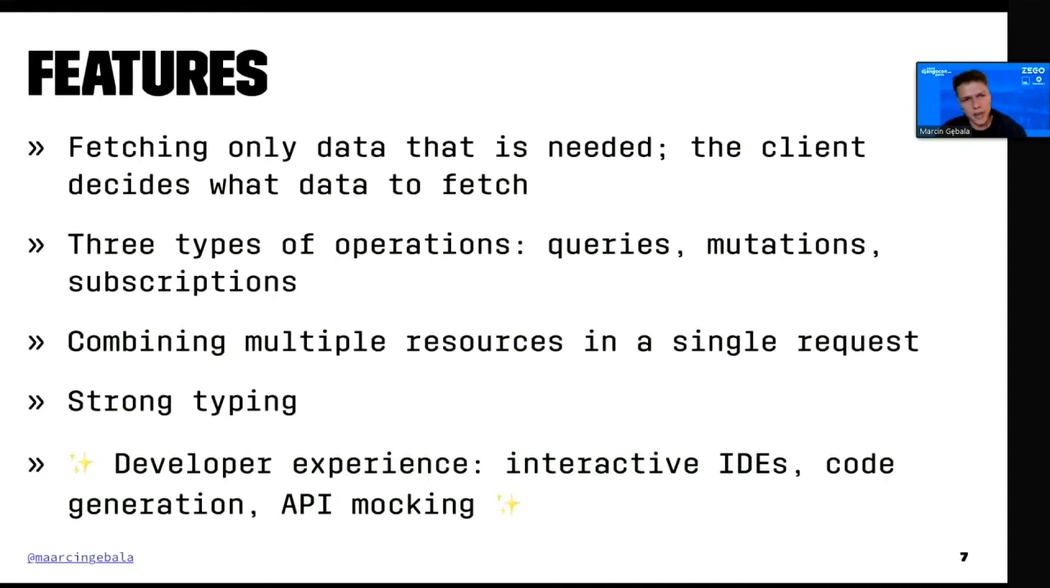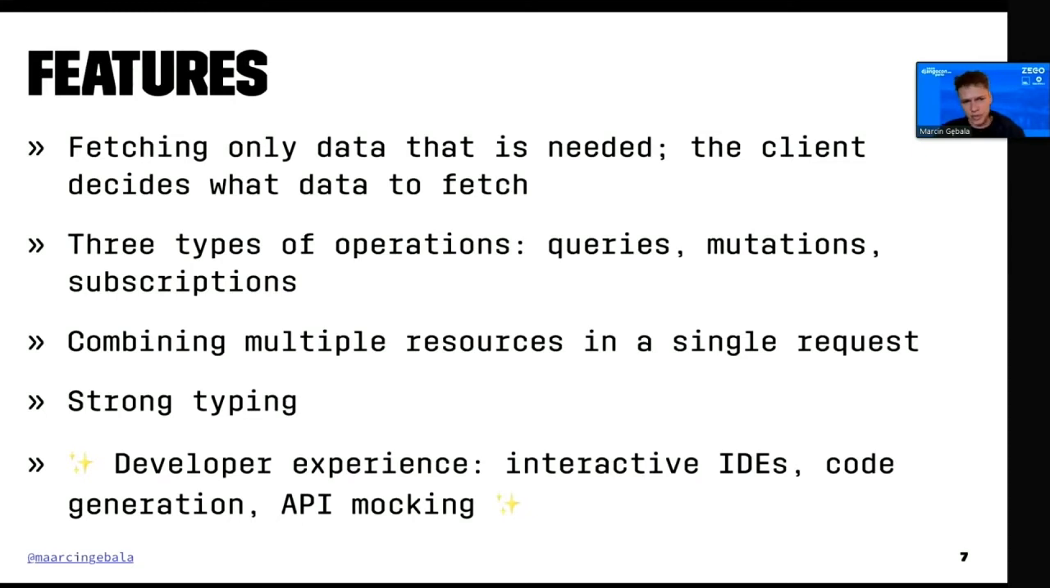And now, what are the main features of GraphQL? First of all, we are fetching only data that is needed, and it is the client that decides what data to fetch. This is a very big difference when you compare GraphQL to REST. And the idea behind that is to limit the amount of data transferred from server to the client.